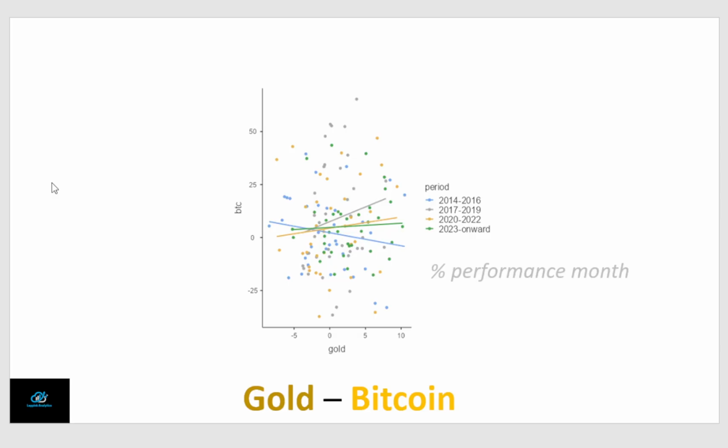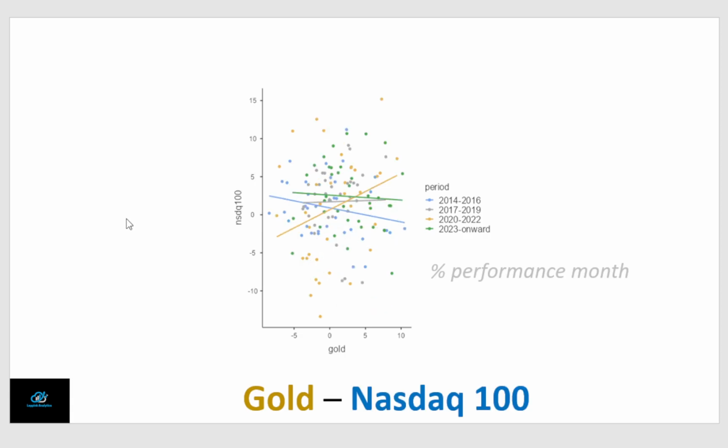Here we see a clearly more mixed picture. You could say that in the first period studied, 2014 to 2016, there was actually a slight negative relation between gold and Bitcoin, meaning that better months in gold tend to predict poorer months in Bitcoin and the other way around. But you see that actually the relation between these two subjects has been mixed across time. More about that in a few minutes.